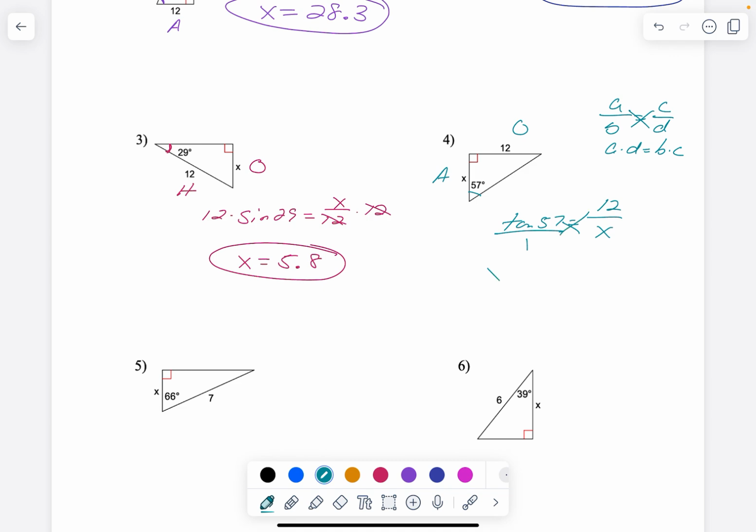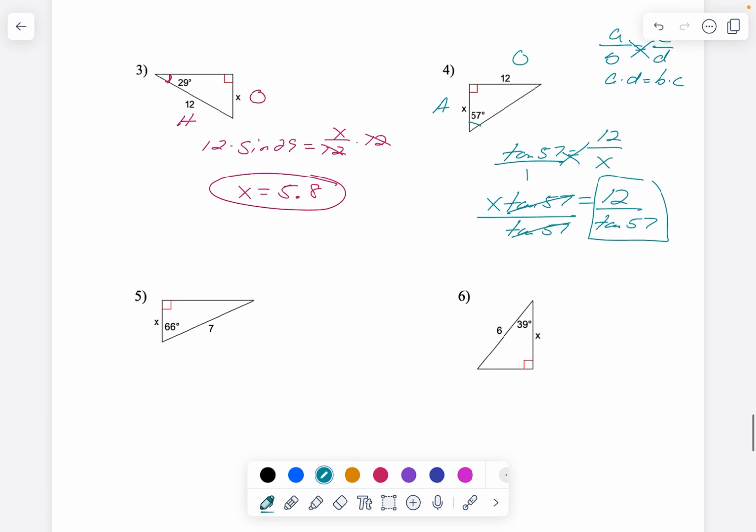So that's what we're going to do here. We're going to do x times tangent of 57 is equal to 12, or 12 times 1. And now to get x by itself, I'm going to divide both sides by tangent 57. So this is what we need to put in our calculator. It ends up being 12 divided by the tangent of 57. So x equals, so let's do 12 divided by tangent 57. And it looks like x is approximately 7.8.